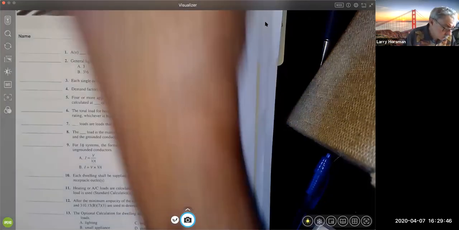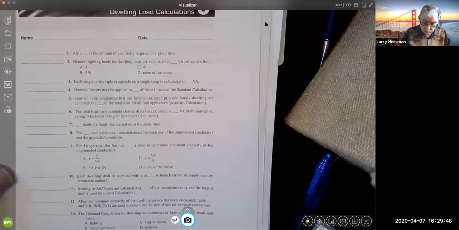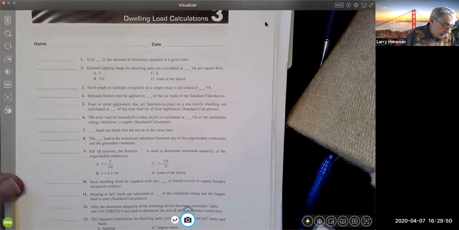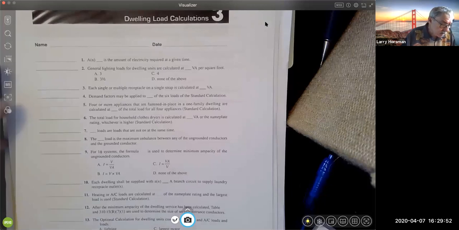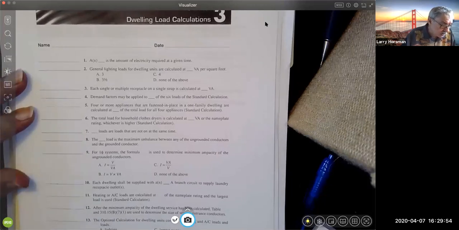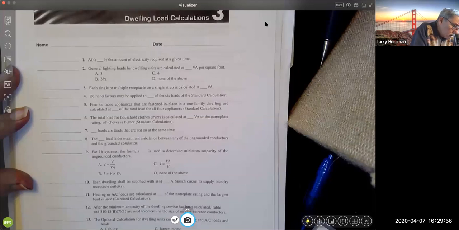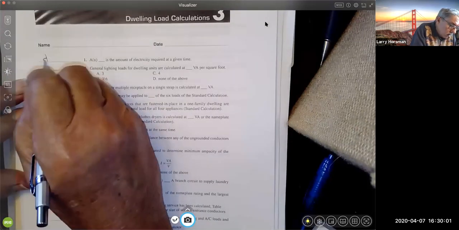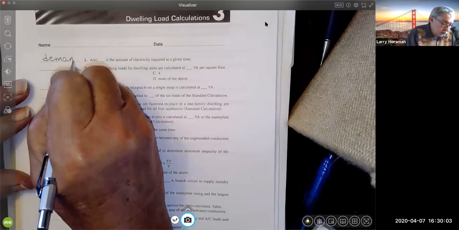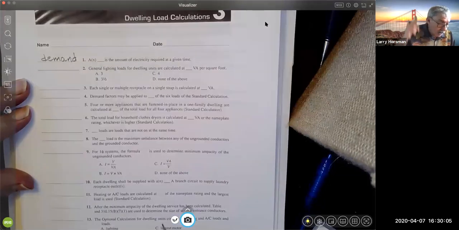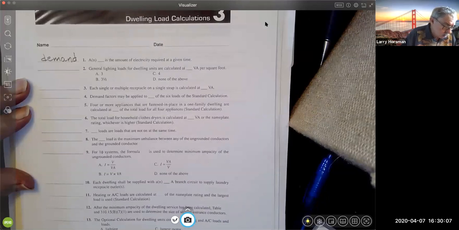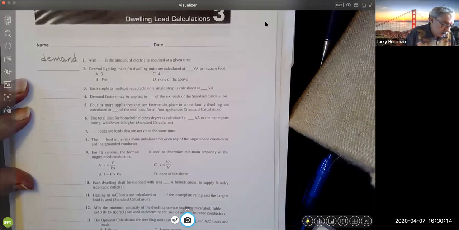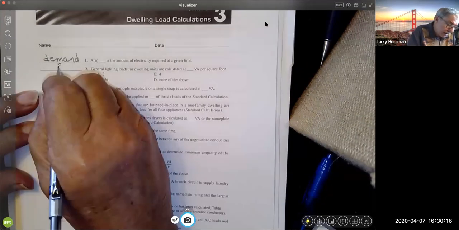1. A blank is the amount of electricity required at a given time. So that's a demand. 2. General lighting loads for dwelling units are calculated at 3 watts or 3 volt amperes per square foot. So the missing answer is 3, or A.